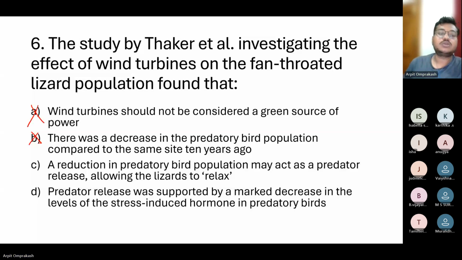Right. Option C is a reduction in predatory bird population may act as a predator release, allowing the lizards to relax. That is true because a reduction in the predatory bird population lets the lizards relax and also acts as a predator release, as we talked about before. D, predator release was supported by a marked decrease in the levels of stress-induced hormones in predatory birds. This is false. They did not check the levels of stress-induced hormones in predatory birds at all. They just checked the levels of stress-induced hormones in lizards.